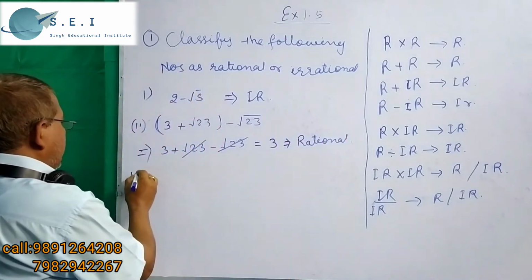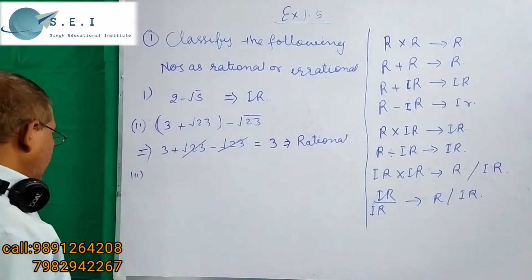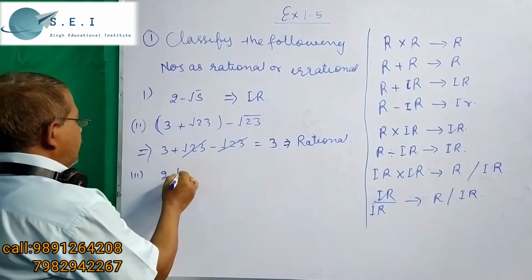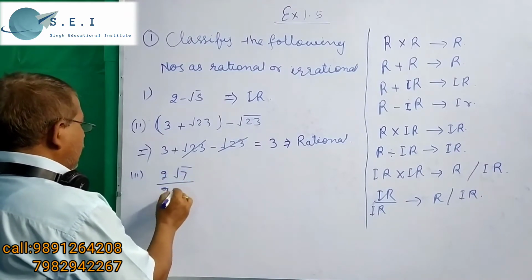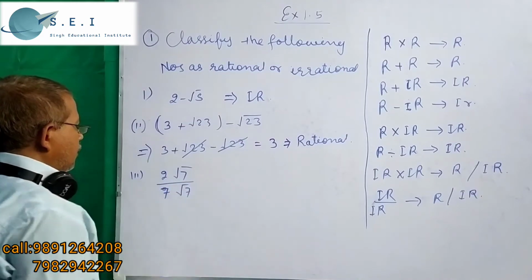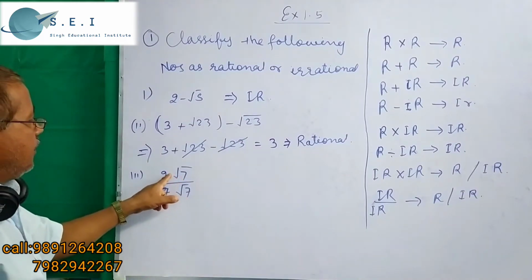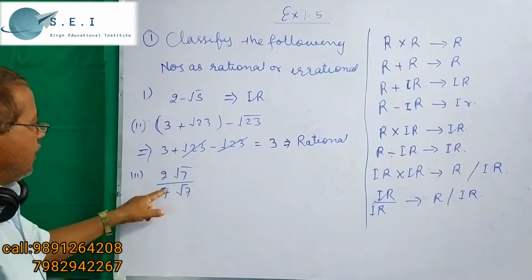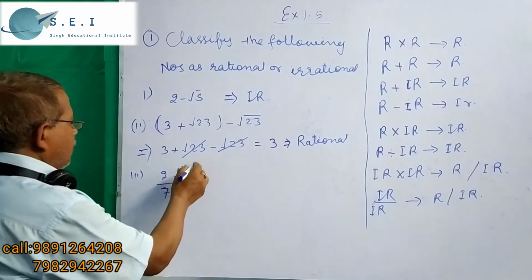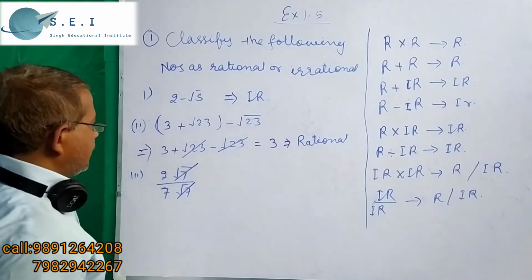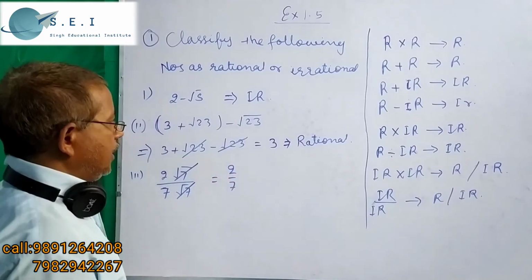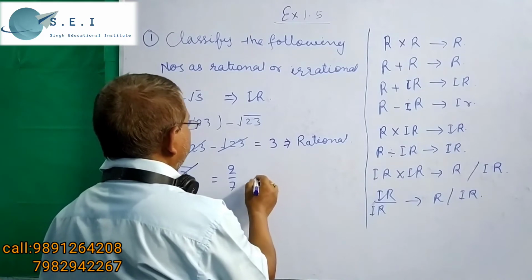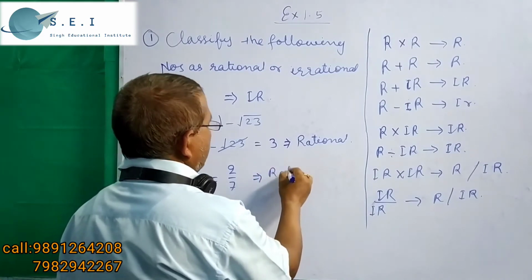Third part of question number 1 is 2 root under 7 upon 7 root under 7. So root under 7 is multiplied by 2 and root under 7 is multiplied with 7. So root under 7 gets cancelled. The final answer is 2 by 7, which is clearly a rational number. Rational.